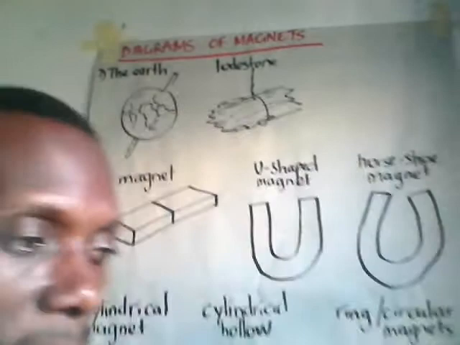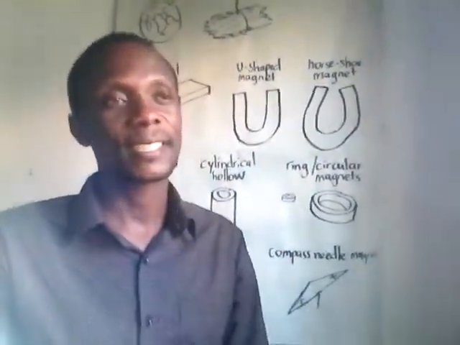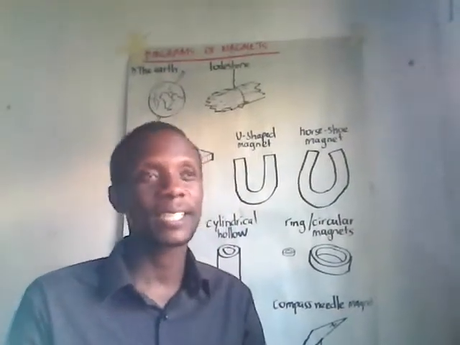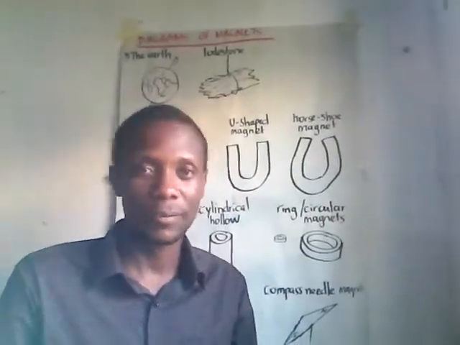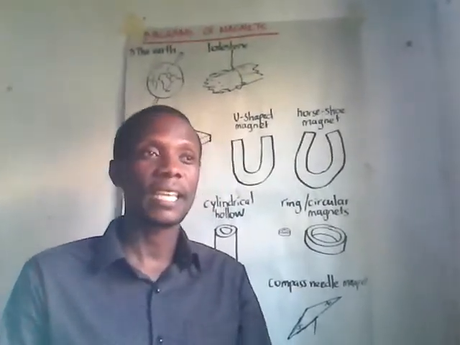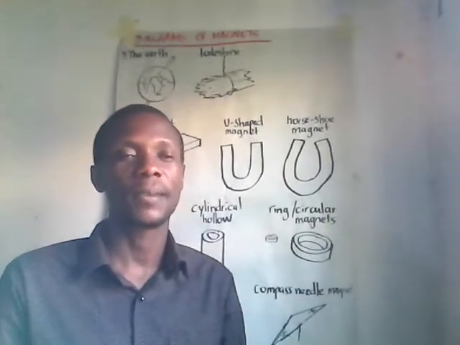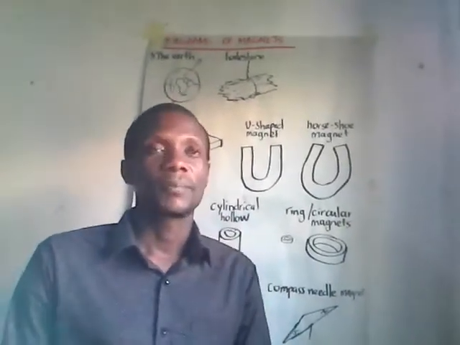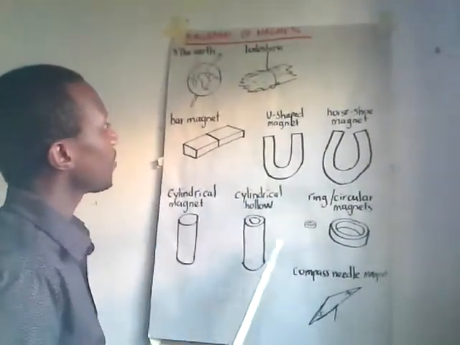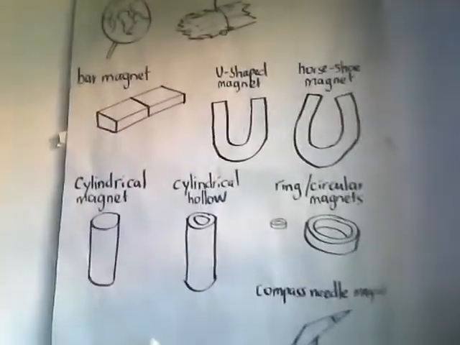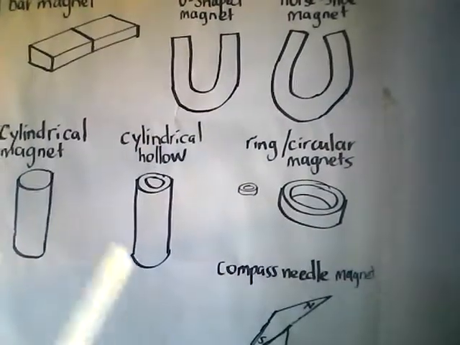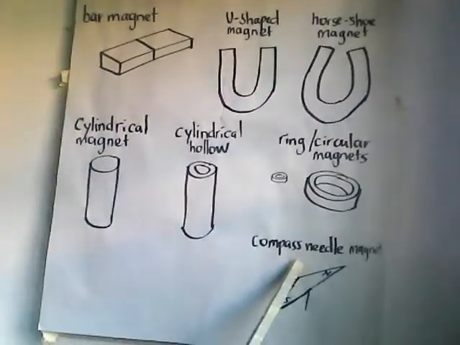Now, on the side of artificial magnets, we have permanent and temporary. Permanent magnets, we say these are magnets that retain their magnetism for a long period of time, while temporary magnets easily lose their magnetism, or they keep their magnetism for a short period of time. Permanent magnets, we said we have got bar magnet, U-shaped magnet, horseshoe magnet, cylindrical hollow magnet, ring magnets, disc magnets, oval magnets, and compass needle magnet.